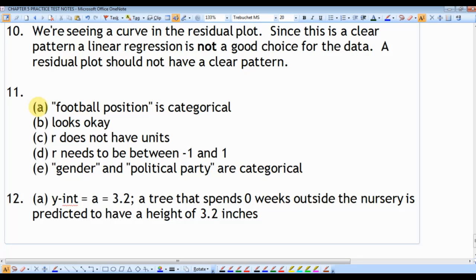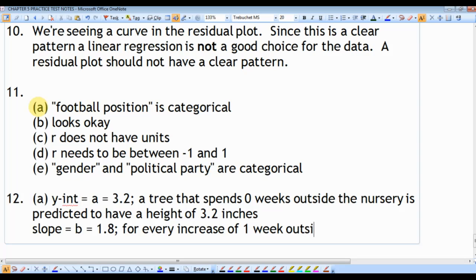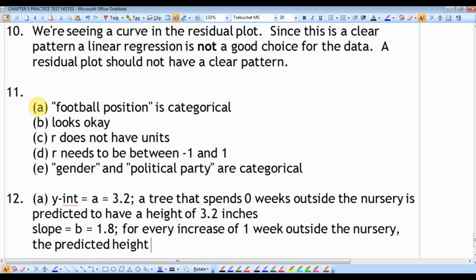Next, for part A, we're looking at the slope. So slope is equal to 1.8. Yeah, B, which is equal to 1.8. It means for every increase of one, and what are the units here? 1 week outside the nursery. It will go up. What will go up? The height? Good. The predicted height, though. You need to say predicted, right? The predicted height increases by 1.8 inches.